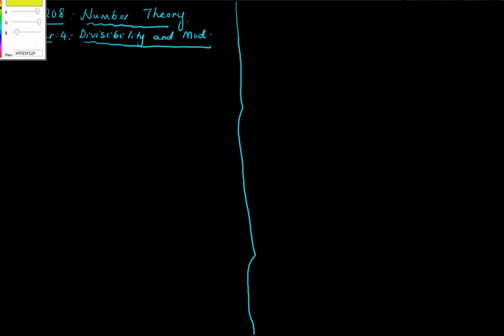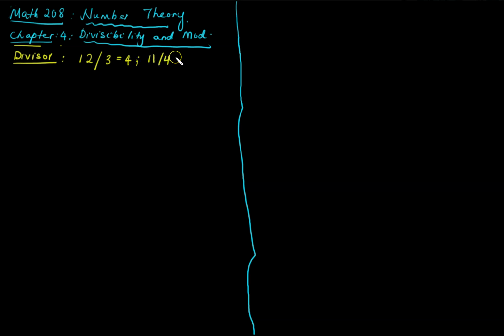I don't know if any of you has done it before. I'm assuming you have not. So let's talk about divisors. A divisor is basically what it is in mathematics. If I say 12 divided by 3, we know the answer is 4. And if you say, let's say, 11 divided by 4, the answer is 2.75. They both worked. One has a decimal, one has a round number.